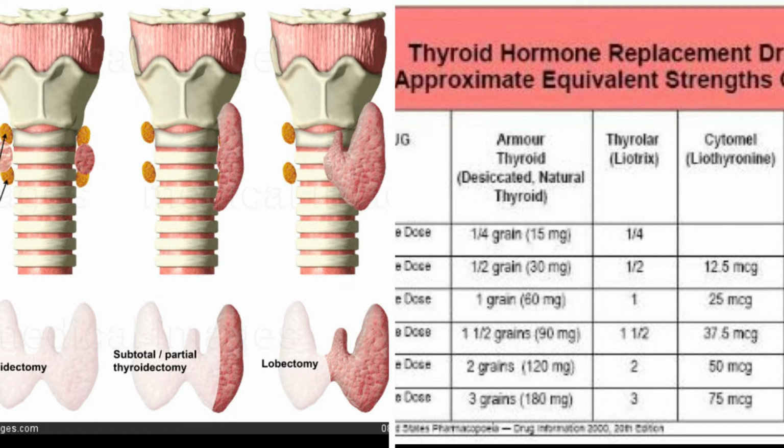Now let's talk about the treatment for hyperthyroidism. There are several treatments. One, there is surgery, and that type of surgery is called a thyroidectomy. And in that surgery, all or part of the thyroid gland is removed. And this will help with the overproduction of thyroid hormone, okay?